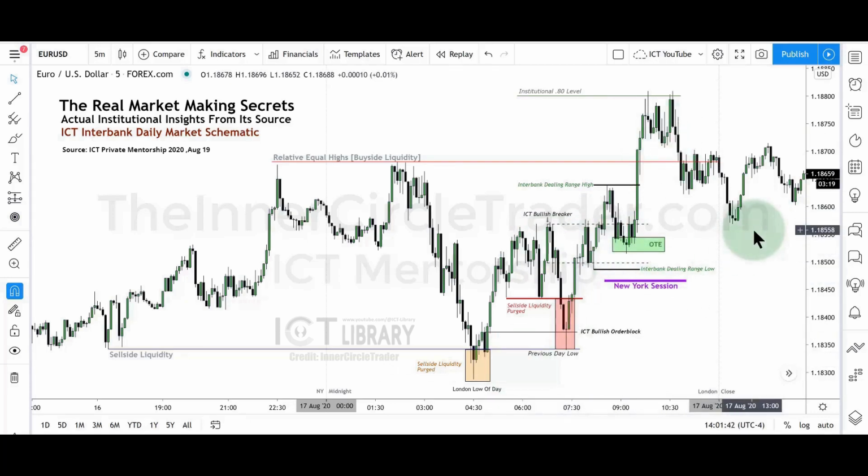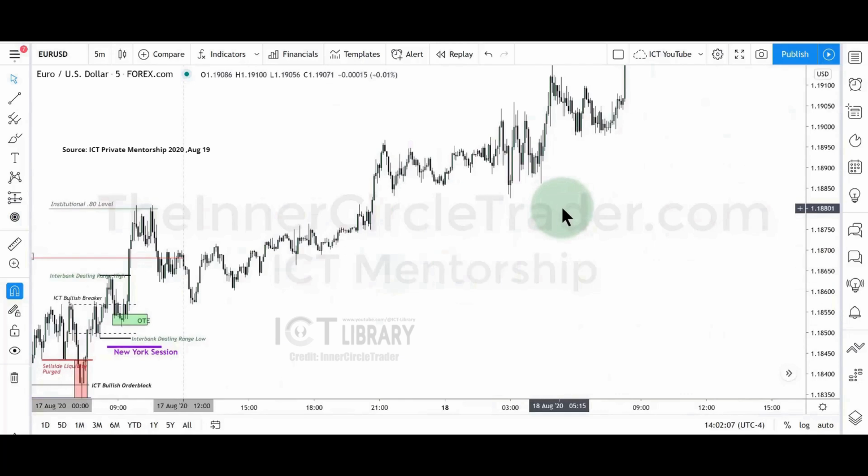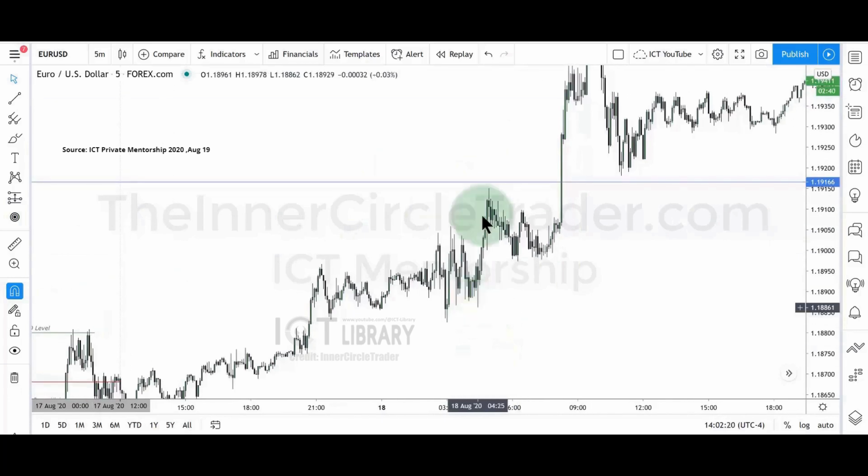What was the bias? We were looking for higher prices in euro, higher prices on cable, and lower prices on the dollar index. You can see how price is aggressive in here, but on both sides. We cleared sell side liquidity, then we cleared buy side liquidity, and then we came back down into it deeper here, and then expanded, cleared the highs, came back in. Right in here we have New York session. So we have this price swing, then we retrace back down in.